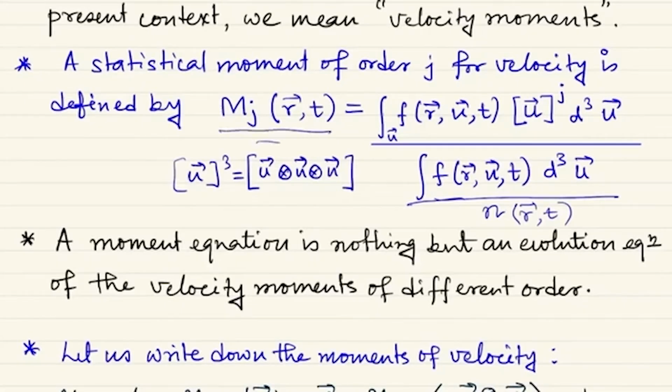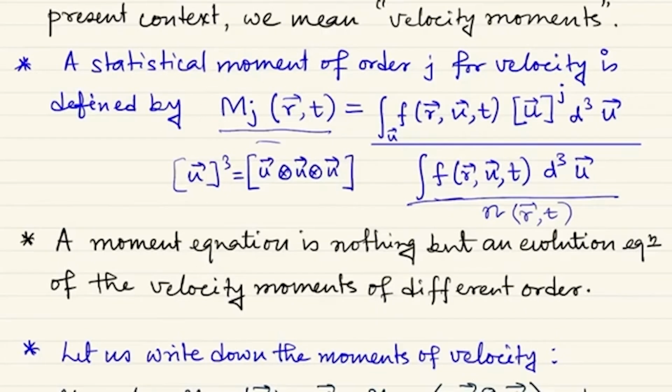the statistical moment. A moment equation is nothing but an evolution equation of the velocity moments of different order. This is the moment of order j for the kinetic velocity. A moment equation is the equation which involves the ∂/∂t of this m_j.